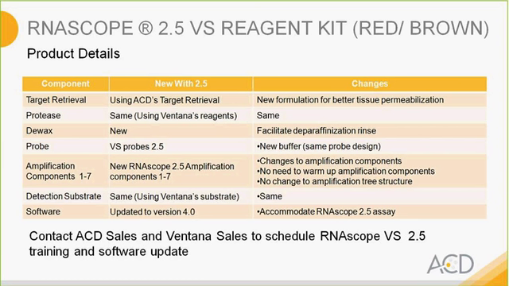The probes, similar to LS probes, we now have VS probes 2.5, which contain this new buffer, but have the same probe design. With the amplification components, we're introducing our new RNAscope 2.5 amplification components, where all the similar changes apply. Where we've changed the components, there's no need to warm them up, and lastly, there is still no change to the amplification tree.